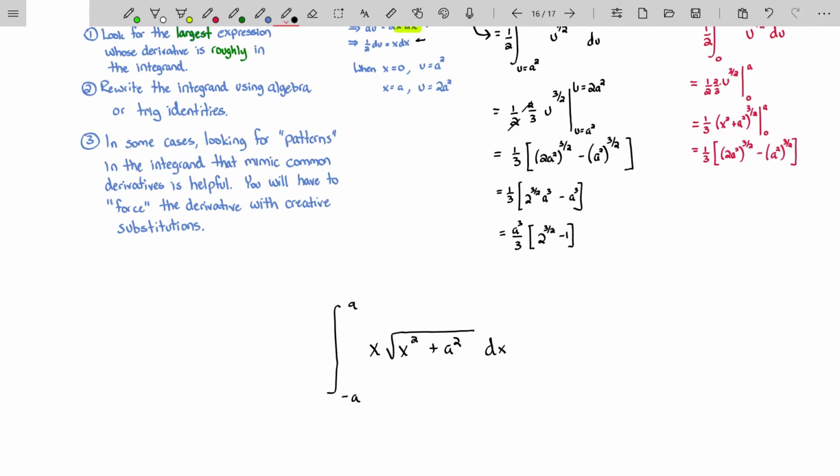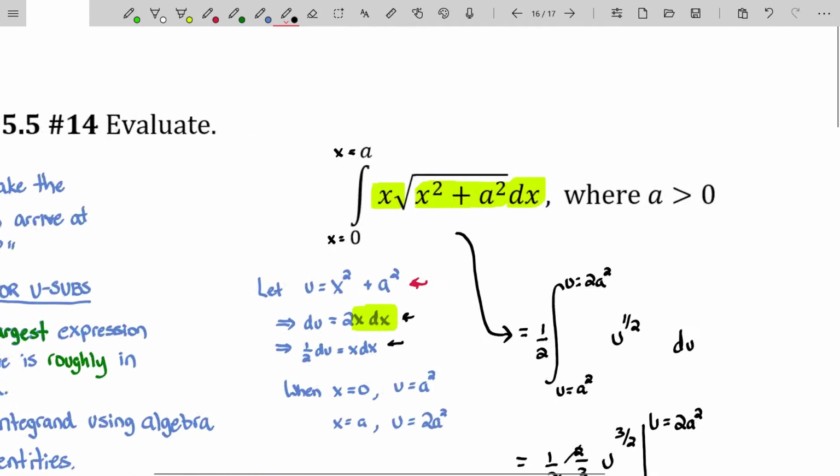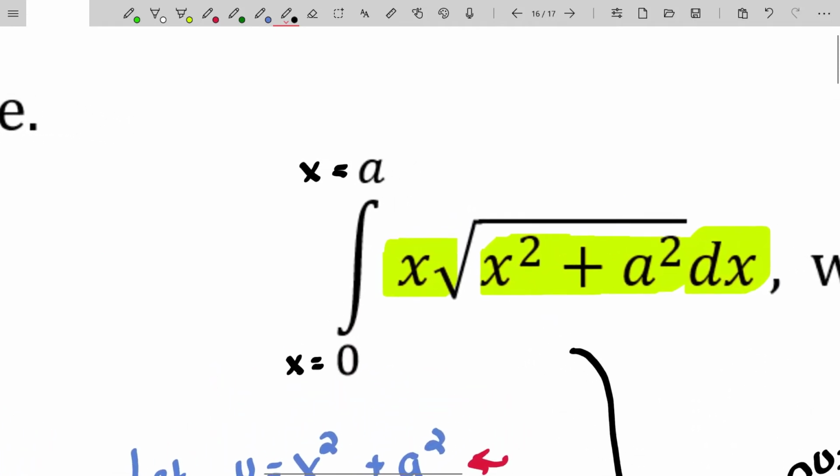Now, if you go to tackle this problem, let's say this is on your exams or something like that, and your professor says, hey, I'd like you to integrate this from negative a to a. You should always check for symmetry.